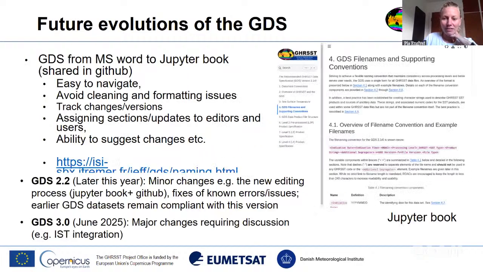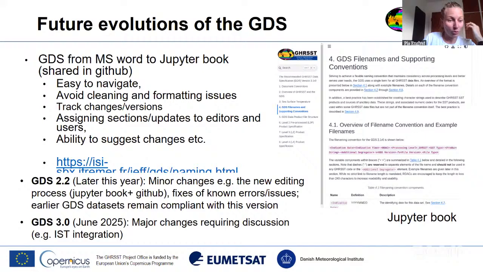And here you can see a screen dump of how this is going to look. Compared to the Word version, the Jupyter book is much easier to navigate in, and many of the cleaning and formatting issues are avoided. It's, for example, possible to include NC dump directly in the Jupyter book. Also, the sharing in GitHub makes it much easier to track changes and versions, and it's possible to assign sections or updates to editors and to users to be able to suggest changes.